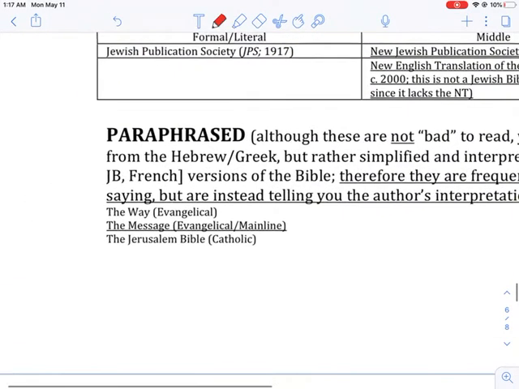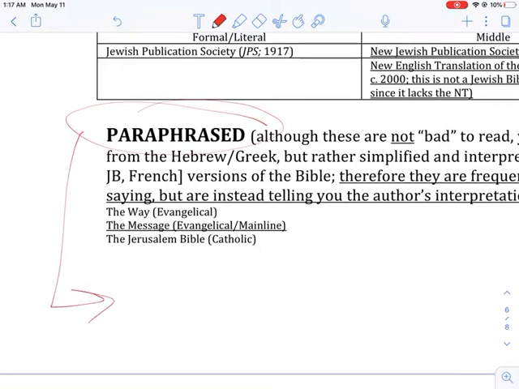Finally, I want to pay attention to a paraphrase Bible. Paraphrase Bibles are super dynamic, meaning they change the Bible a lot. They're not based on the original languages, but rather on someone's rewording of English versions. For instance, the translator of the Way Bible read the King James Version and basically reworded it in his own words. So again, it wasn't a school of scholars. It wasn't from the Greek and Hebrew.